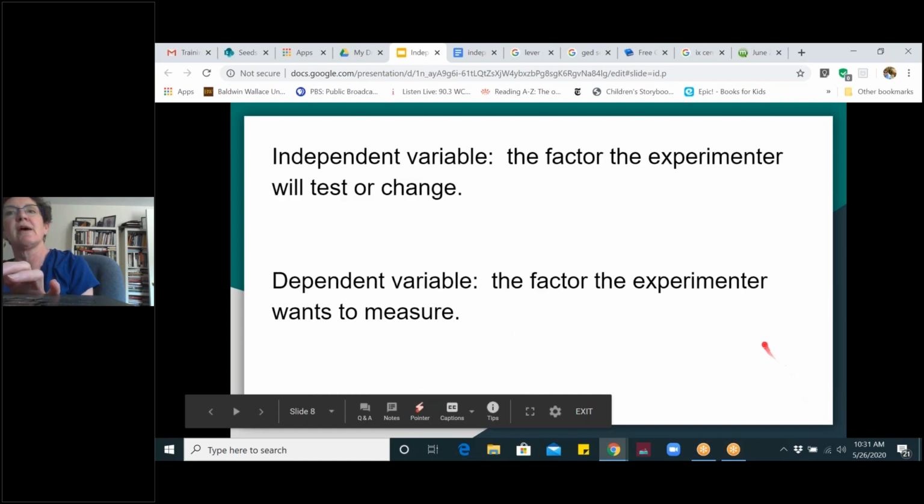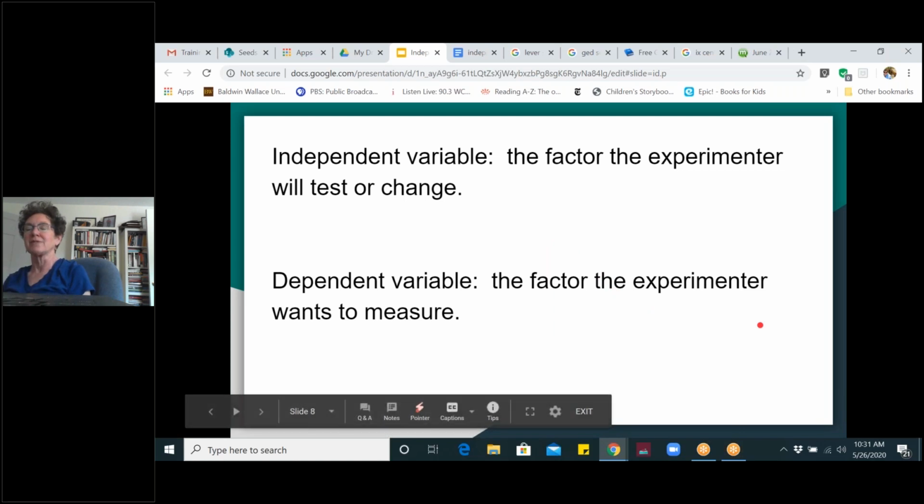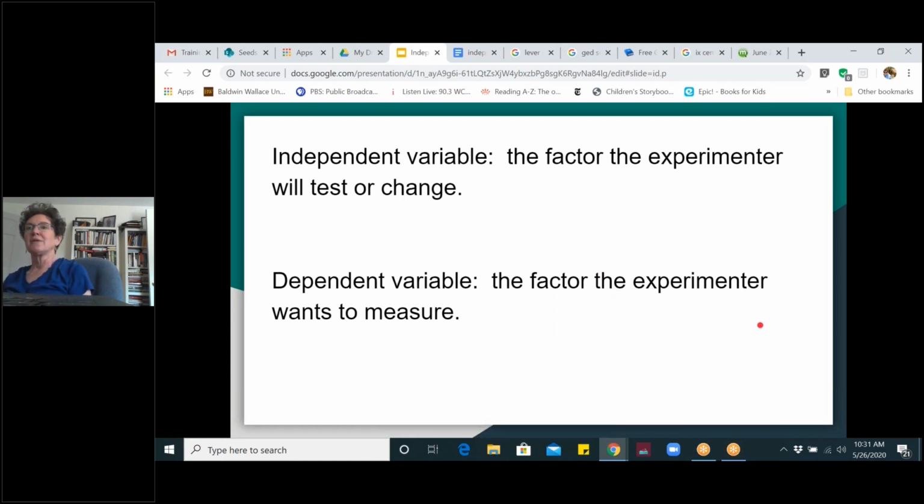I think, yes, there's one more definition here. Independent variable is the factor the experimenter will test or change, and then the dependent variable is the factor the experimenter wants to measure, to see if the independent variable made a difference. And I think this very simple explanation is the one that makes the most sense to me. The independent variable is the factor the experimenter will test or change, and the dependent variable is the factor the experimenter wants to measure to see if the independent variable had an impact.